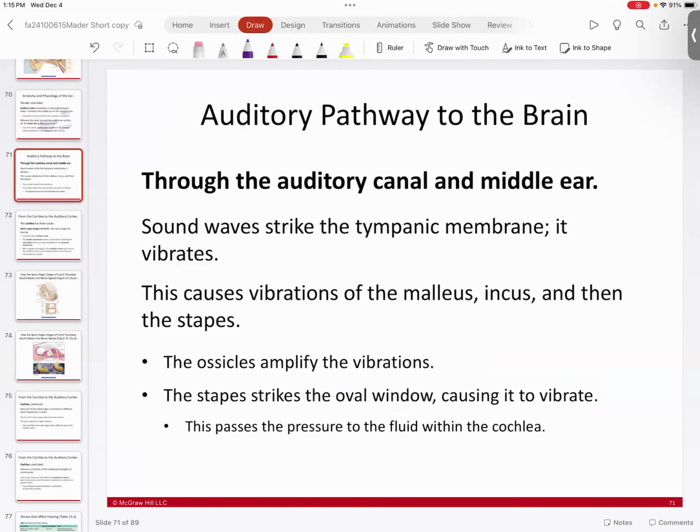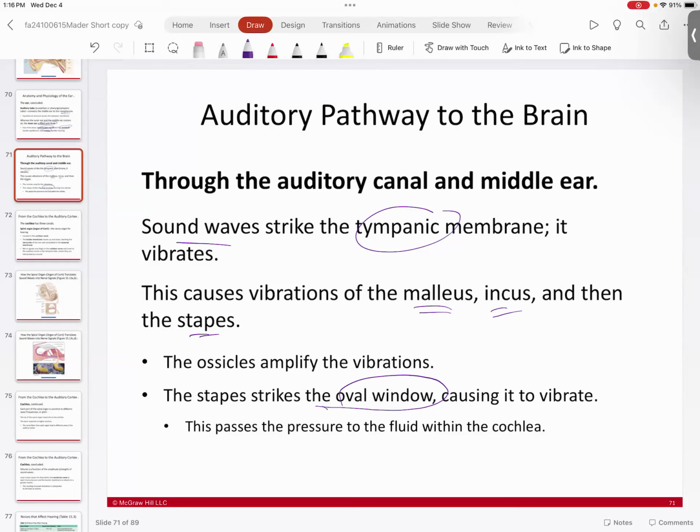Now, typically speaking, when you have sound coming through, sound waves will go through and strike the tympanic membrane and it'll cause it to vibrate. Now, when it vibrates, it's going to be pulling on the malleus, which pulls on the incus, which then pulls on the stapes, and the stapes will be pulling on the oval window. And so the oval window will vibrate with the same frequency as the air that's coming into your ear.